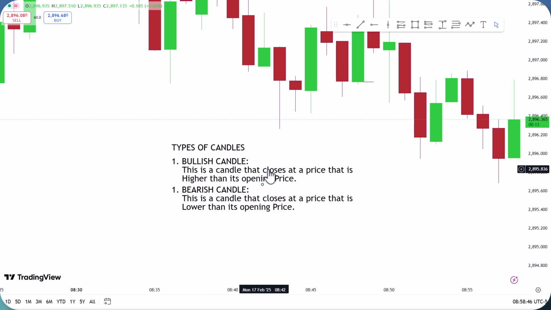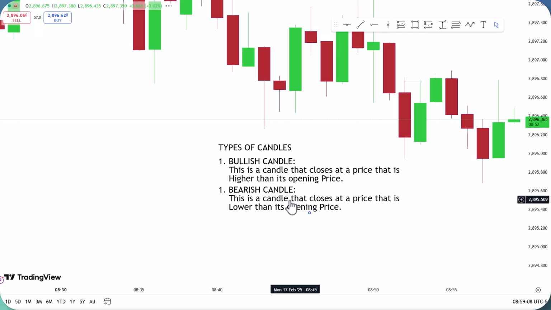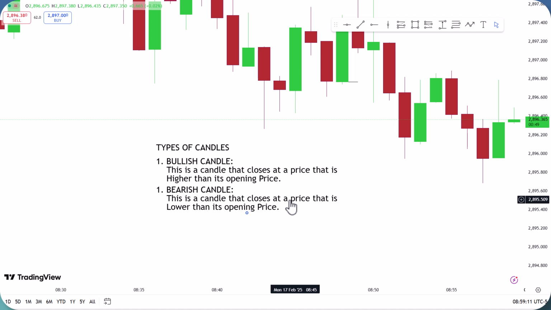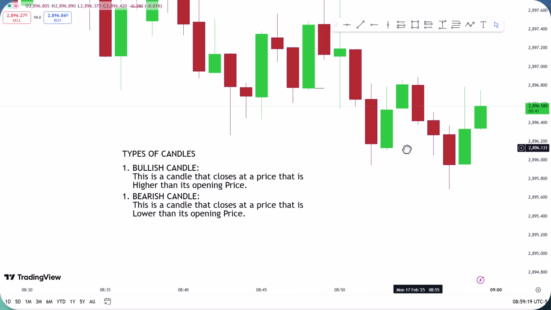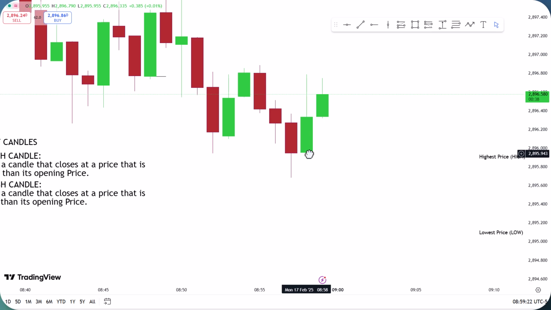Now, a bullish candle, in simple terms, is a candle that closes at a price that is higher than its opening price. So assuming it opens at the price of, let's say, 500, it closes at a price that is higher than 500. So let's say 1000. That's a bullish candle. Whereas a bearish candle is one that closes at a price that is lower than its opening price. So if it opens at, let's say, 500, instead of closing higher than 500 as in the case of a bullish candle, in the case of a bearish candle, it's going to close lower than 500, say 480, 400, however the case may be. So bullish simply means closes higher, bearish means it closes lower.